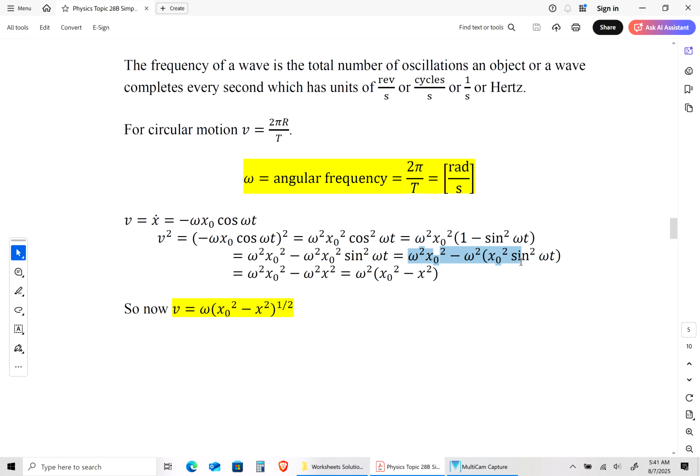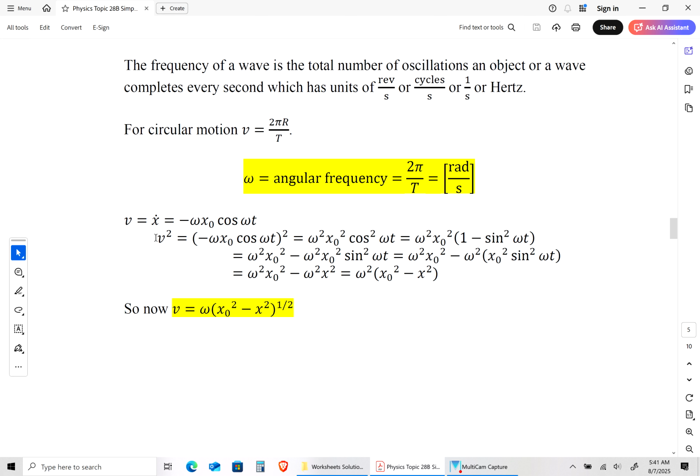Here, we recognize that we have x sub 0 squared sine squared of omega t. And that's equal to x squared. So x squared goes here. And then we get this as our solution.